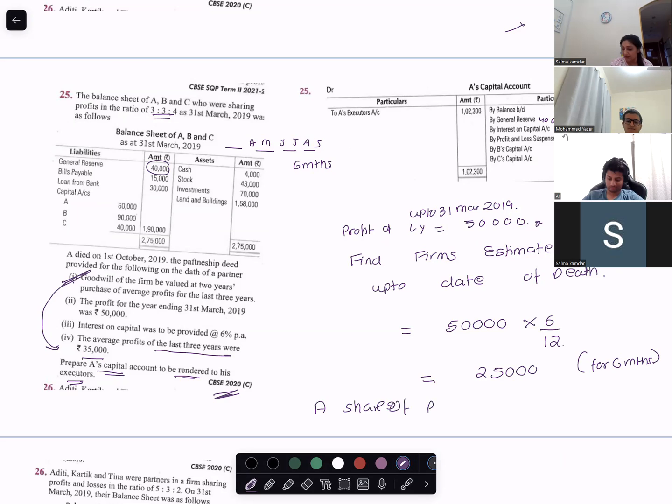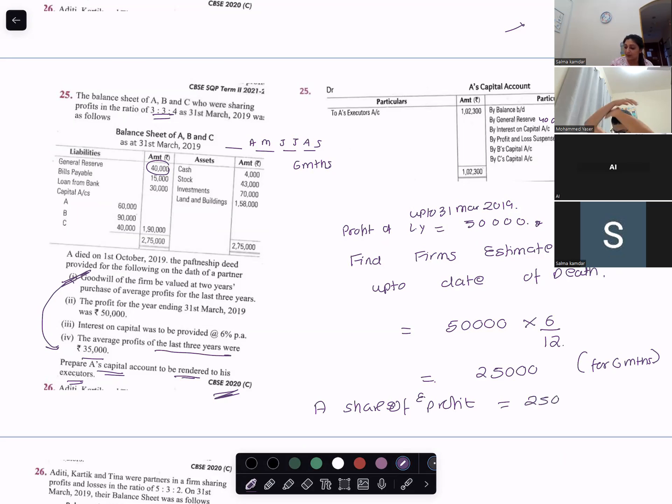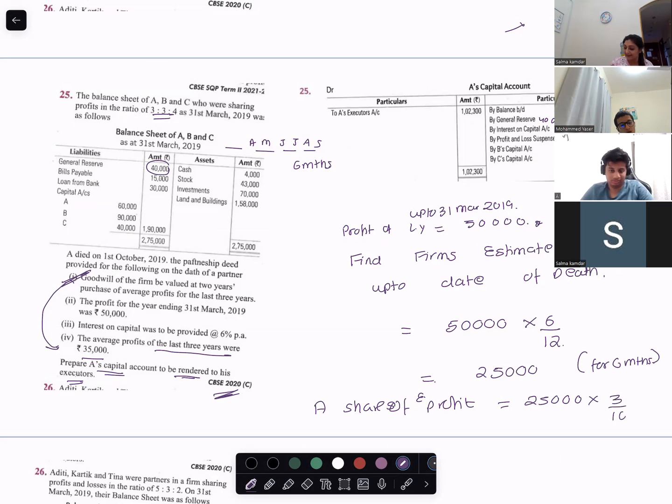Now I will find the deceased partner A's share of profit. His share of estimated profit up to the date of death would be 25,000 into 3 by 10. So this would become 7,500. I will put it in the profit and loss suspense account. So I would say profit and loss suspense account debit to deceased partner capital account.